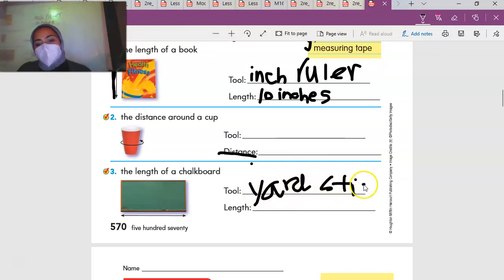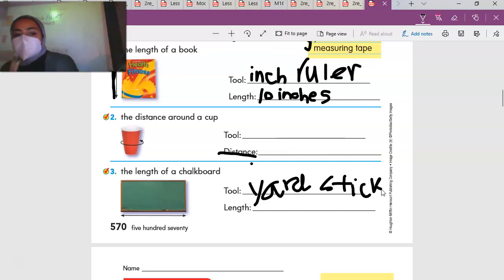Okay? It is pretty easy. So I'm going to ask you to go ahead and do number 4 and 5 on your own. Number 5, we don't have a measuring tape. So again, you're just going to write measuring tape. You don't have to measure the distance. For number 4, I do want you to write the tool and measure. Go ahead and pause the video now.